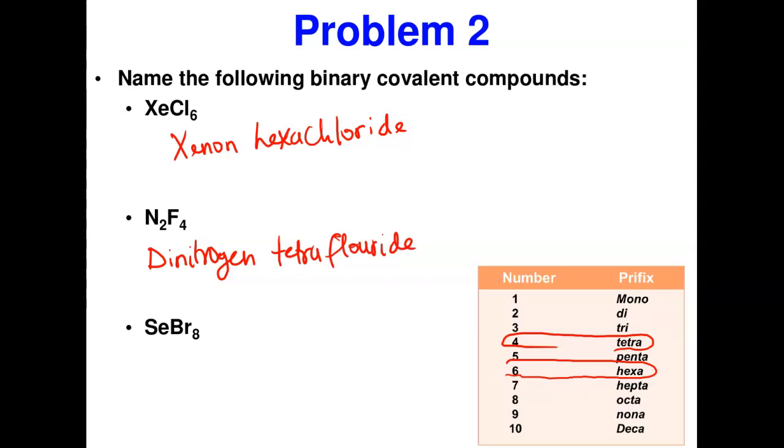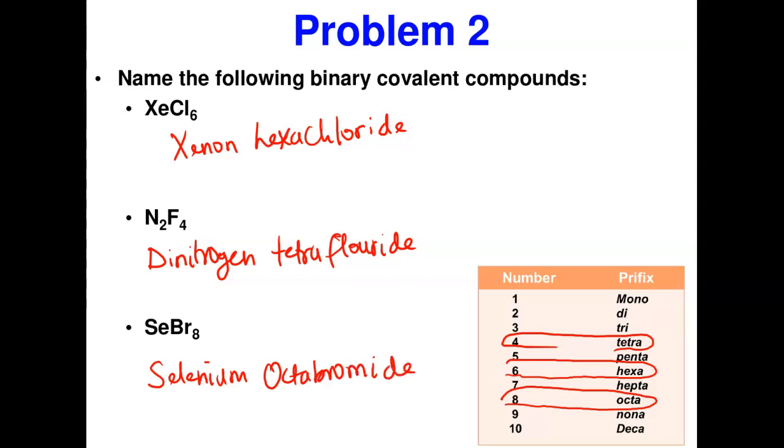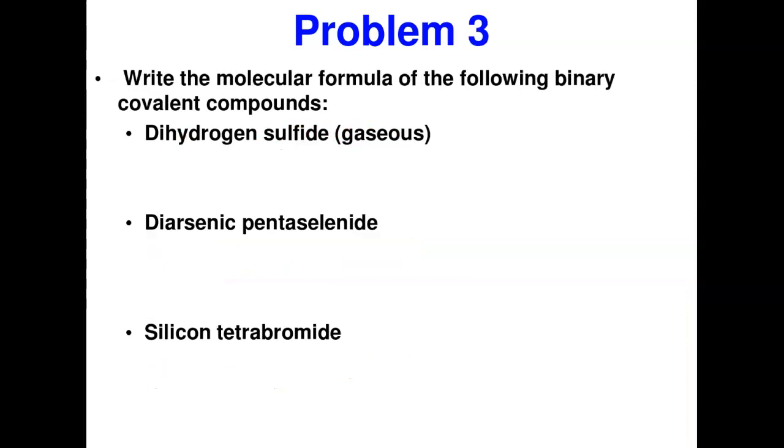Again, we go to the next one, selenium. This is selenium. Selenium has only 1 here, so no need to put mono. We're going to just say selenium. How many do we have here? 8 atoms of selenium, and 8 means what? Octa. So it's going to be octa. How many bromine atoms? It's going to be as bromide. So it's going to be octa bromide. That is the name of this compound.